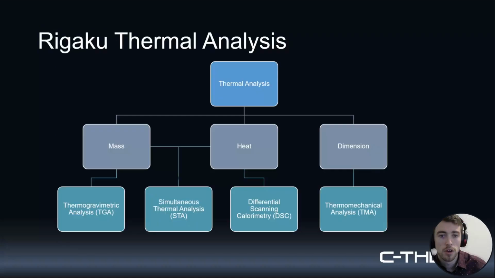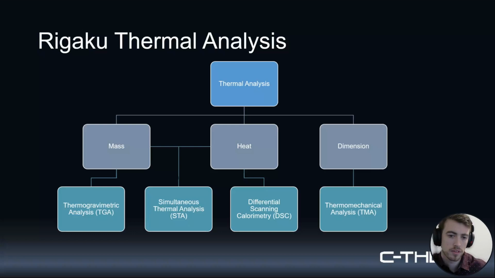So Rigaku is mostly known for its X-ray related technology, but they've also been branching out into thermal analysis equipment. Their thermal analysis can be broken down into three main categories, I like to put it, measuring either mass, heat, or dimension. So under mass, we have the TGA, the thermogravimetric analysis. This is really how mass changes when it's exposed to a range of temperatures. It's good for measuring thermal decomposition or even temperature reactions where mass is gained or lost.